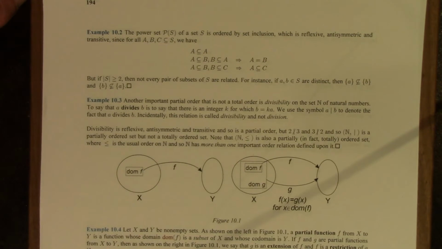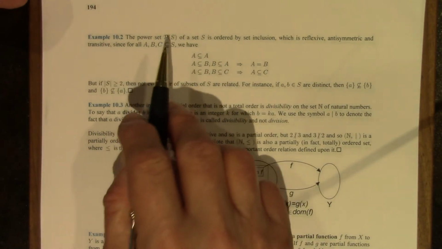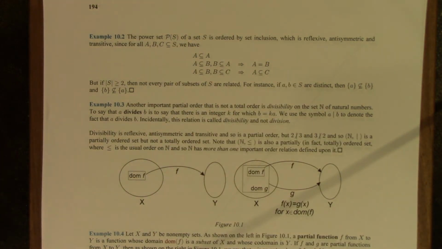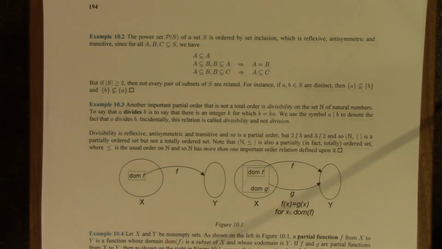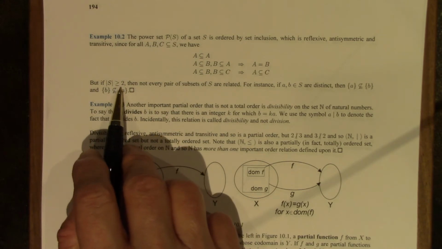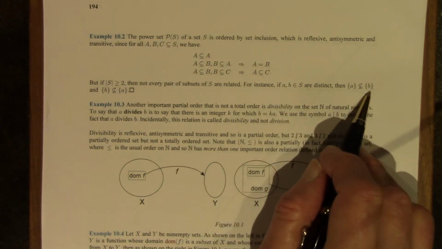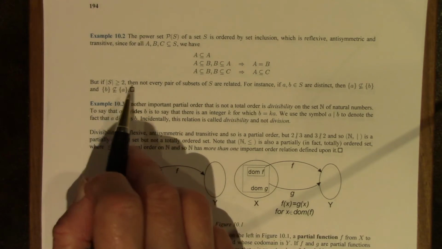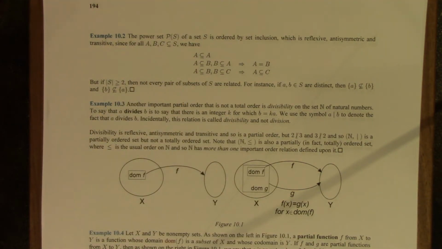Here are some important examples of partially ordered sets that are not totally ordered. The power set of a set S. This is ordered by set inclusion because set inclusion is reflexive, antisymmetric, and transitive. Here are the properties. That's easy to check. But if the size of S is at least 2, so S has at least 2 elements, say A and B, distinct elements, then the singleton subsets are not comparable because neither one is contained in the other. So as long as S has size at least 2, the power set of S is partially ordered under set inclusion, but not totally ordered under set inclusion.